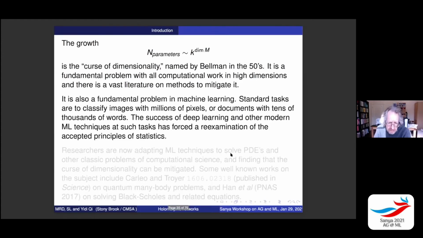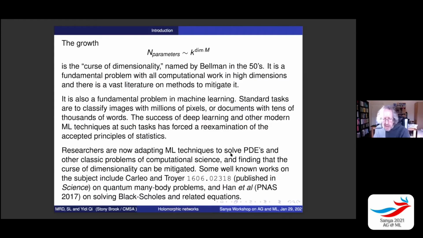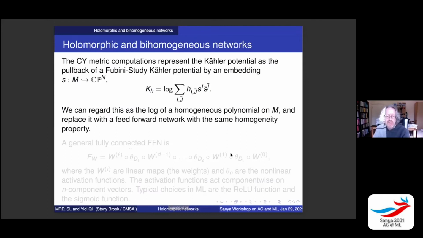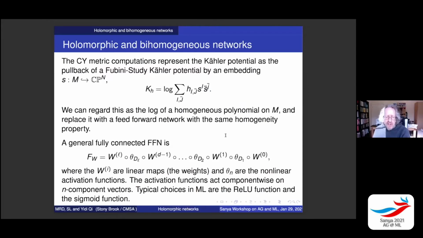So these are some general comments about machine learning, which I'll leave in the slides but not dwell on, and move to our work, which is to replace the most general ansatz for a Kähler potential of a given degree with the output of a feed-forward network.